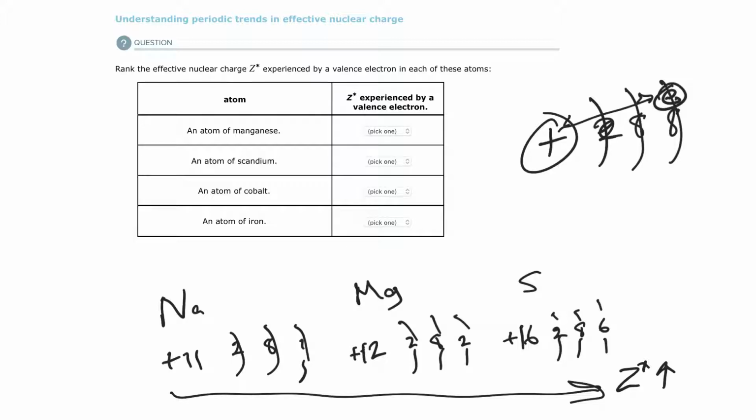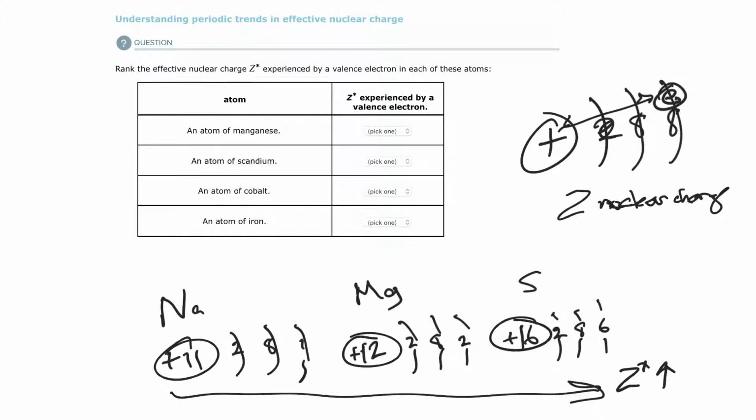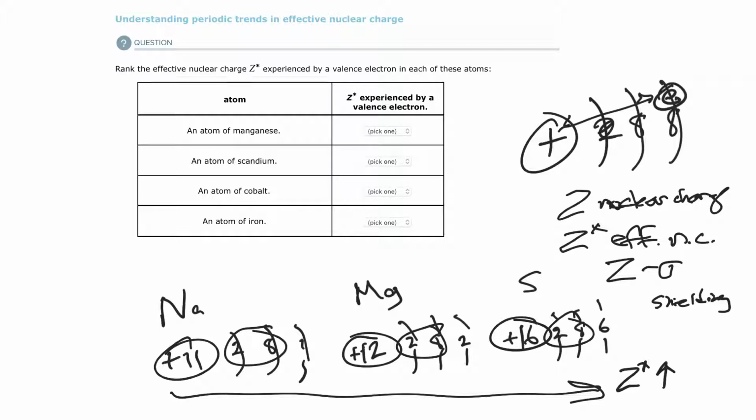Let me give you a couple of definitions. Z is going to be the nuclear charge. That's going to be 11 or 12 or 16 or whatever the nucleus has. The effective nuclear charge, Z star, is going to be whatever Z is minus whatever the shielding is. The shielding effect is the same as you go across, because all of the atoms on that row are going to have the same inside electrons. So the effective nuclear charge is the protons inside the atom minus the shielding.